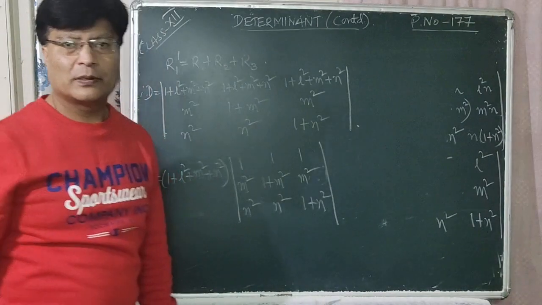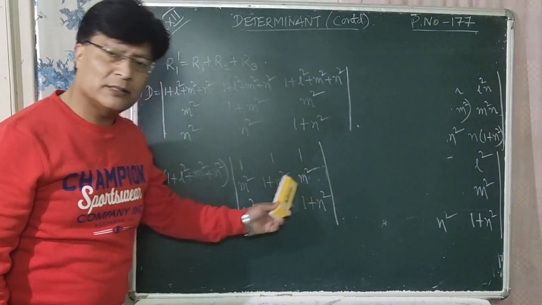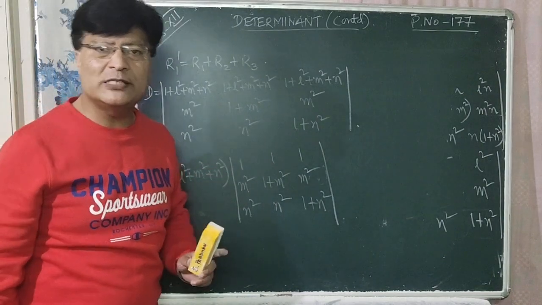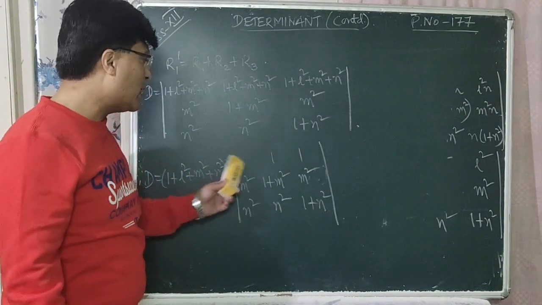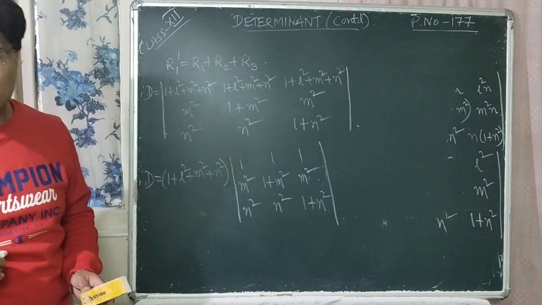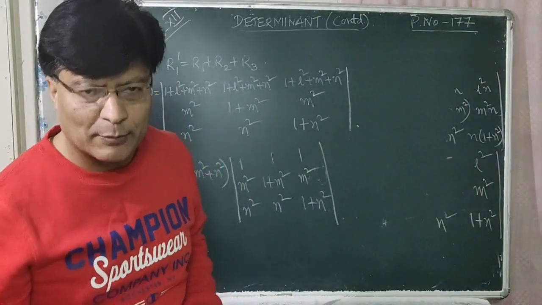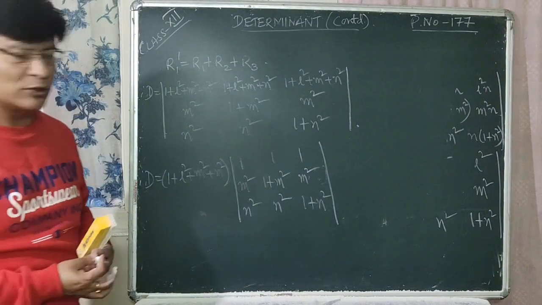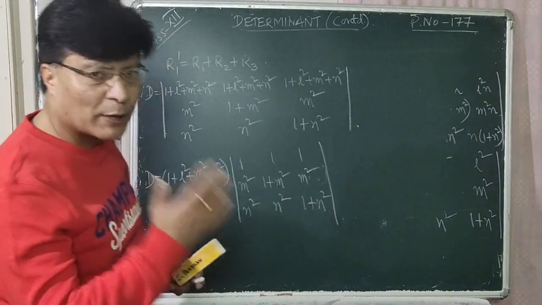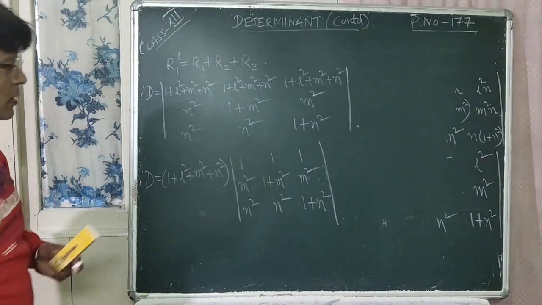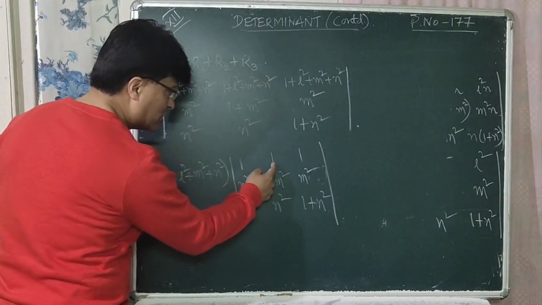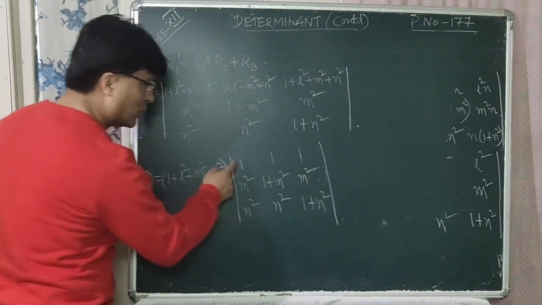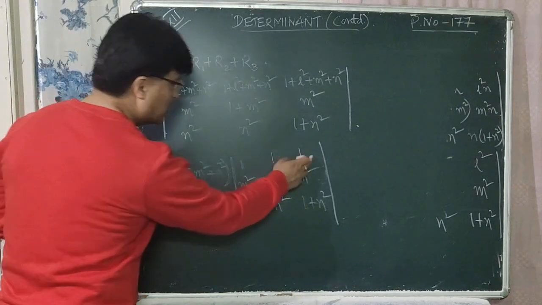So now, there are 3 ones in the first row. You can make any 2 of these ones 0 using the properties of determinant. So how can you use the properties of determinant now? You can do C2' is equal to C2 minus C1, C3' is equal to C3 minus C2, or C3 minus C1. Which one is easier? That is C3 minus C1.